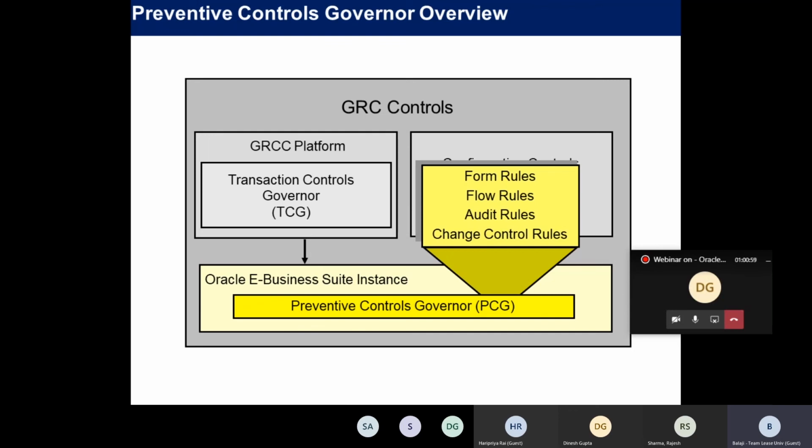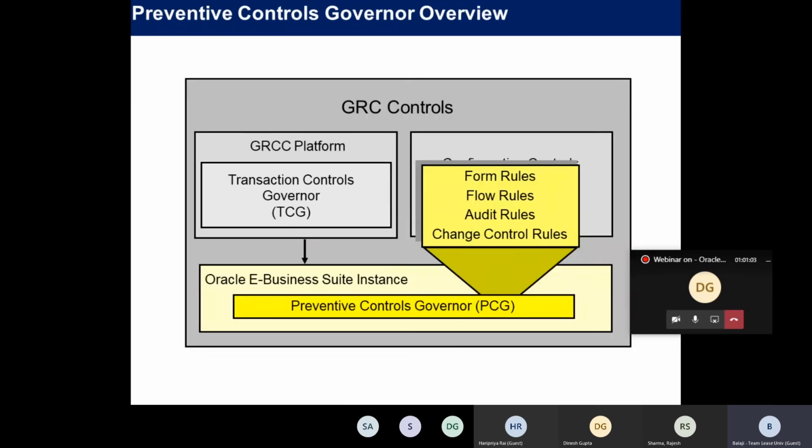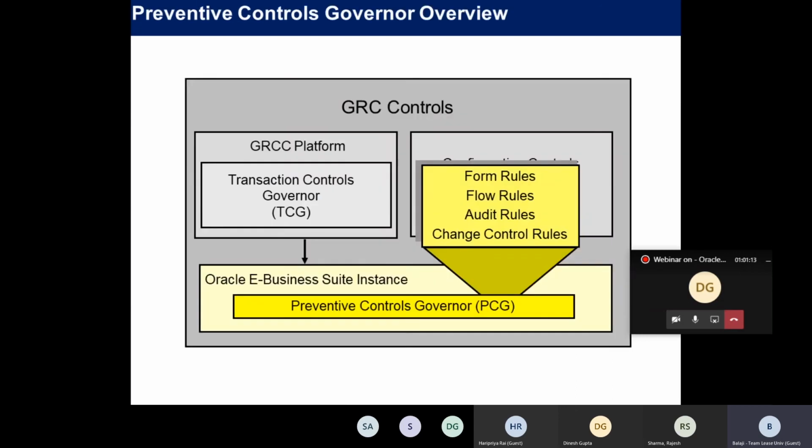When I say rules, the rules could be one of these three rules. This is how it will look. Just one word of caution, the PCG, Preventive Controls Governor, very specifically will work with only Oracle applications. If you have non-Oracle applications, you cannot implement PCG.